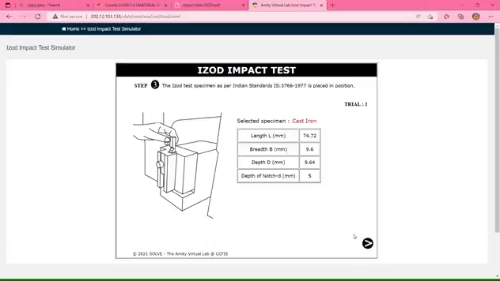Okay, trial 2. For step 3, the Izod test specimen as per Indian Standard IS 3766-1977 is placed in position. The selected specimen is cast iron and the length is 74.72 millimeter. Breadth B is 9.6 millimeter. Depth D is 9.64 millimeter. Depth of notch D is 5 millimeter.